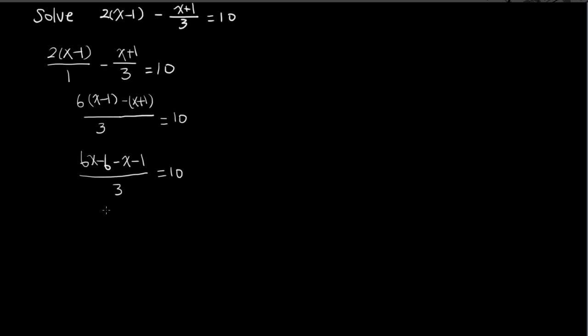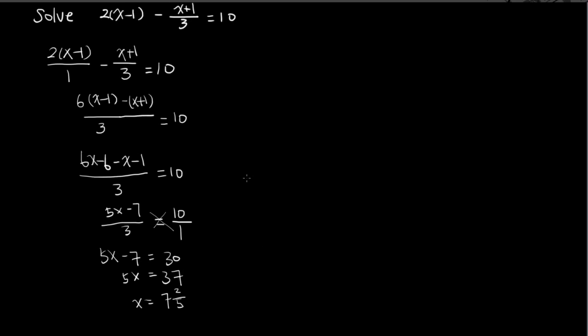Then I'm going to have (5x - 7)/3 = 10. Because the left-hand side is an algebraic fraction, I want to change 10 to 10 over 1 so that I can cross multiply. So then I'm going to have 5x - 7 = 30. So 5x = 37. x equals 7 and 2 out of 5. This is my method 1.